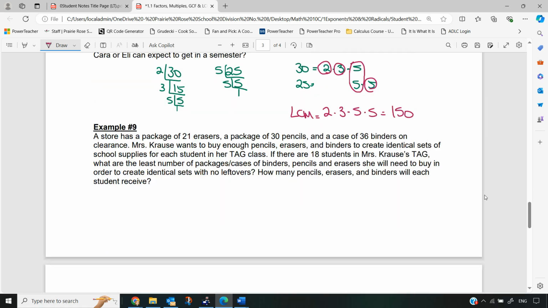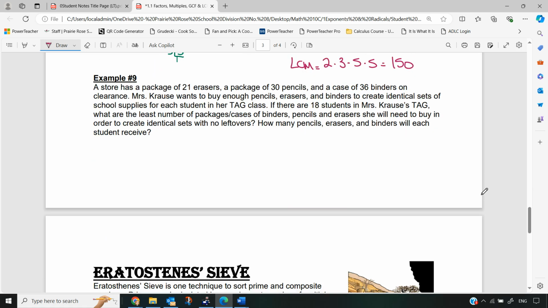One more. So let's take a look at example number 9. Example number 9 says a store has a package of 21 erasers, a package of 30 pencils, and a case of 36 binders on clearance. Mrs. Krause wants to buy enough pencils, erasers, and binders to create identical sets of school supplies for each student in her tag class. If there are 18 students in my tag, what are the least number of packages or cases of binders, pencils, and erasers that I need to buy in order to create identical sets with no leftovers? And then the next part of that question is how many pencils, erasers, and binders will each student receive?